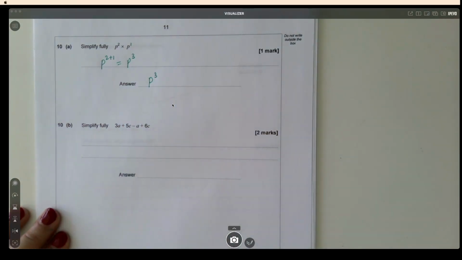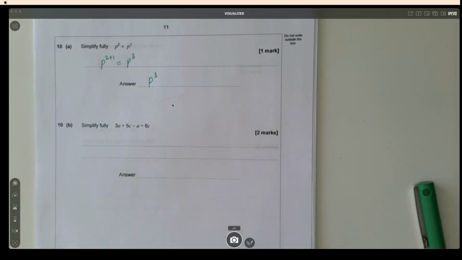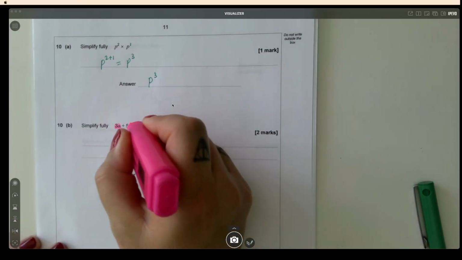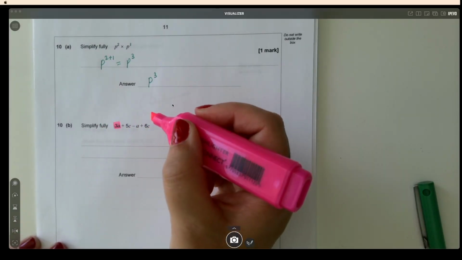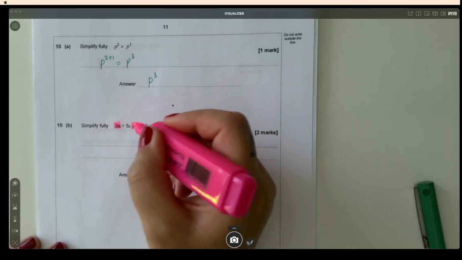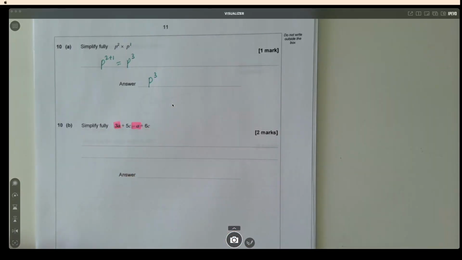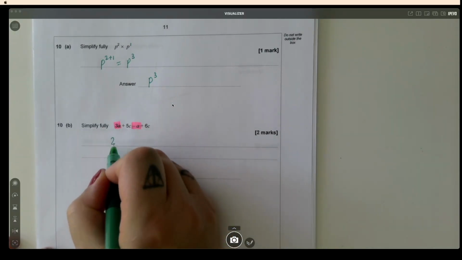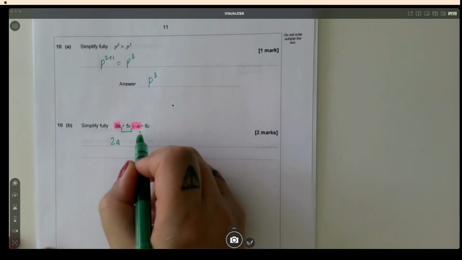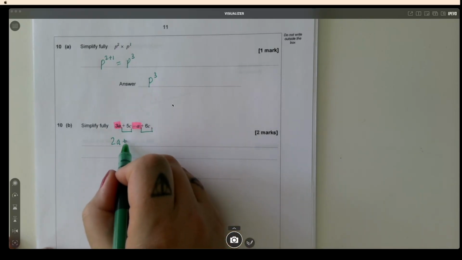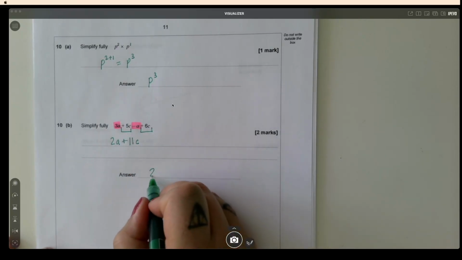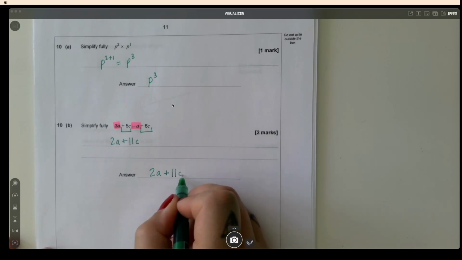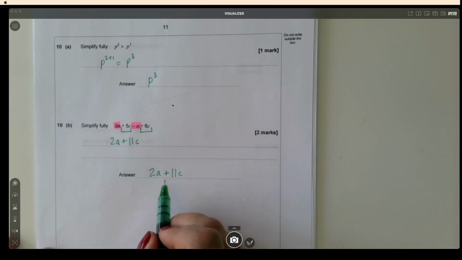10b. Simplify fully. 3a plus 5c subtract a plus 6c. So we're going to collect like terms. So first of all, I'm going to deal with the terms that have an a in them. So 3a subtract a. It's important that we use the sign in front. So 3a subtract a is 2a, and then positive 5c plus 6c is 11c. So 2a plus 11c, because that 11c was a positive answer.